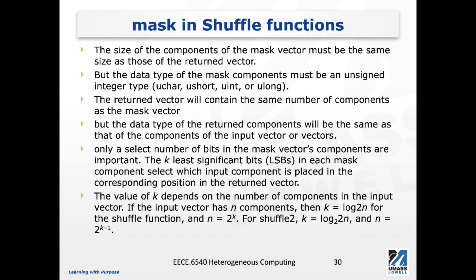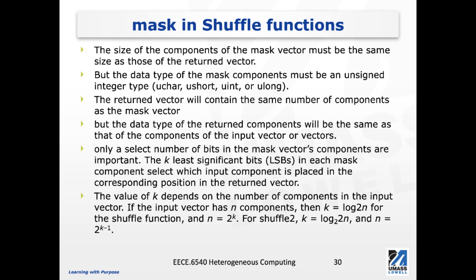Now, the mask has some interesting features that we need to keep in mind. The size of the components of the mask must be the same as those of the return vector. So if you want an 8-element vector return, then you expect to have an 8-element vector for the mask. But the data type of the mask must be an unsigned integer type. It could be unsigned character, unsigned short, or int, but you have to use an integer value, because these numbers will be used as indices to the original vector.